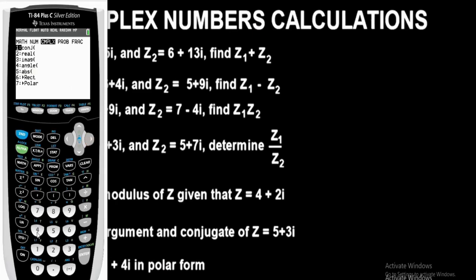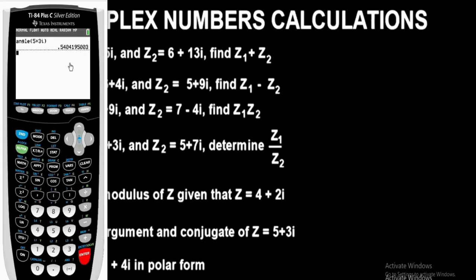So you press 4. So the angle of 5 plus 3i, second and this button. Alright, close the brackets. So that's it, guys. Let's press enter now to get the output. So we have it to be 0.540.